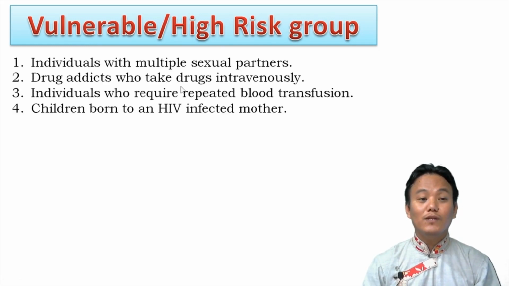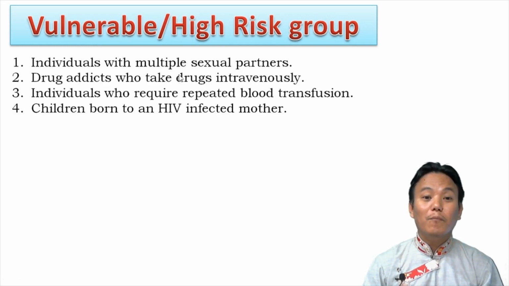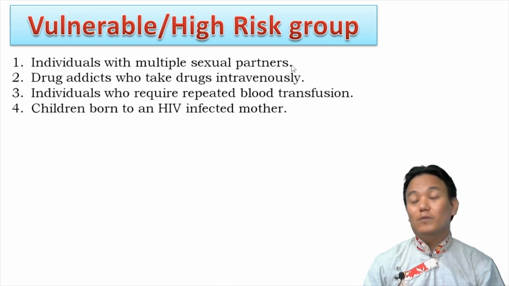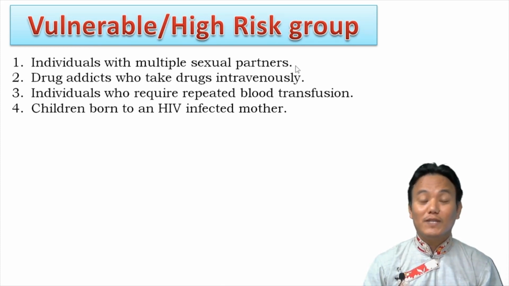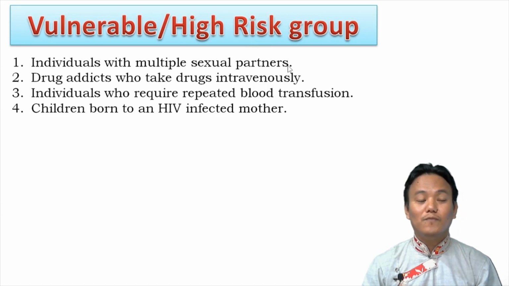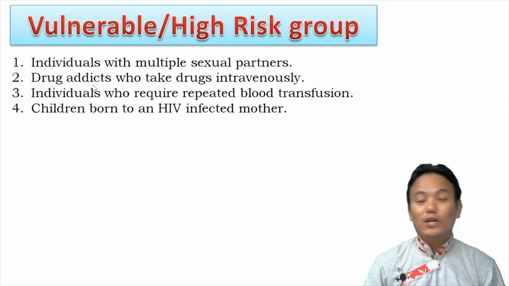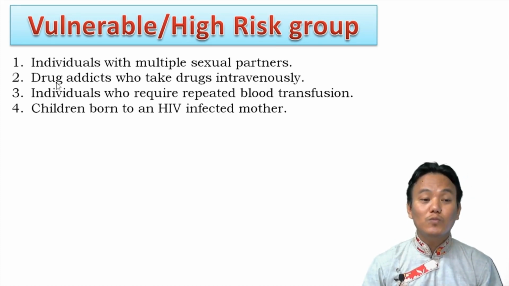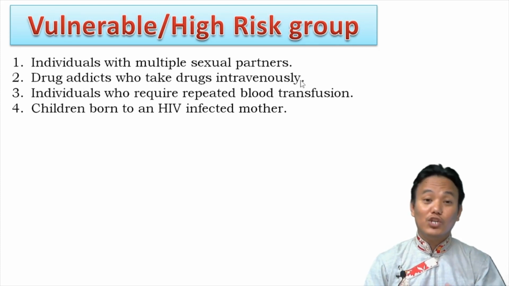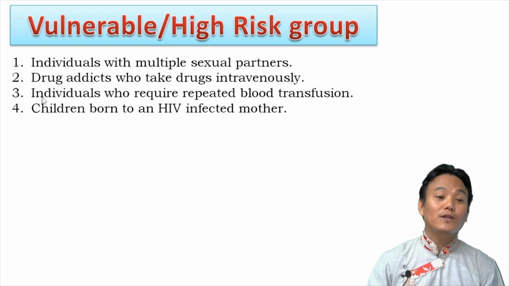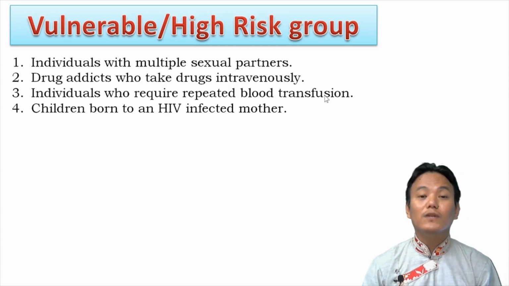So the first one are those individuals who have multiple sexual partners, maybe those who are involved in sex trade. So they are in the high risk group. If they practice unsafe sex, they can get HIV infection. And the second one, drug abusers or drug addicts. So those people who take drugs intravenously are also in high risk group if they share infected needles. And the third one is individuals who require repeated blood transfusion.